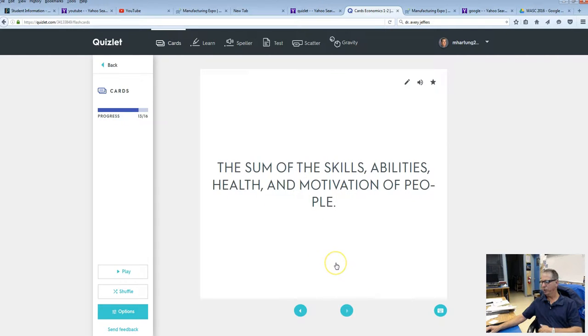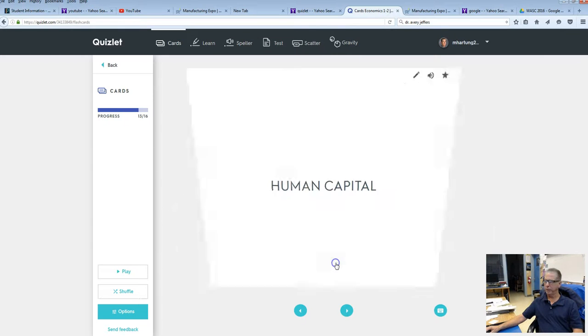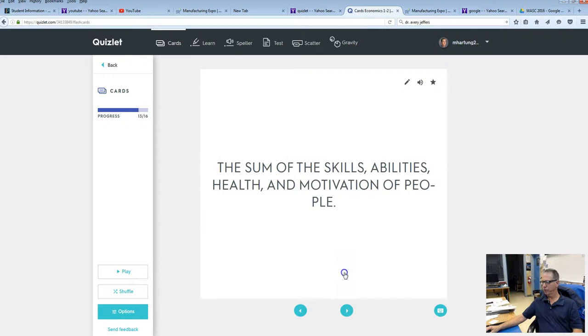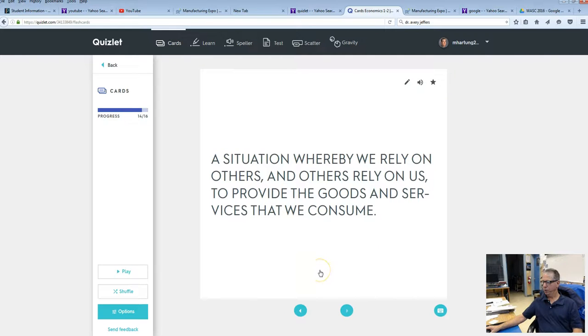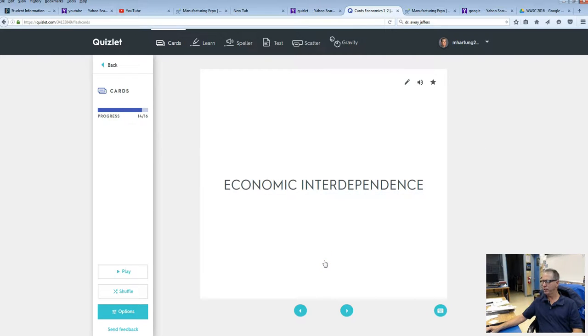The sum of all skills, abilities, health, and motivation of people, and we're talking about human capital, people, labor, skills, education, human capital. A situation whereby we rely on others and others rely on us to provide the goods and services that we consume, and this is known as interdependence, economic interdependence.